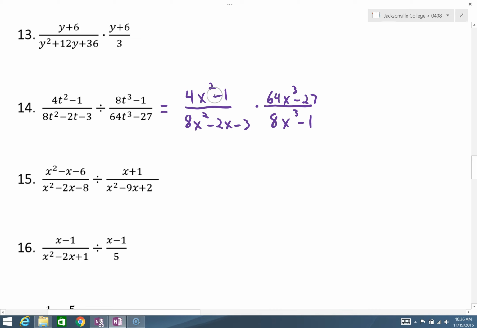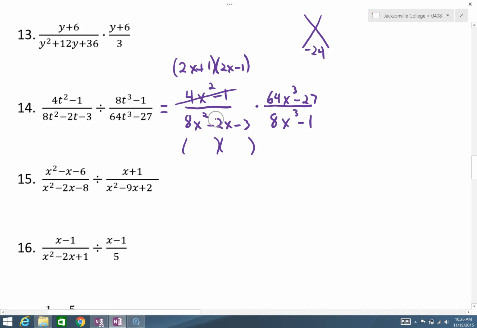This is a difference of two squares. It will factor as 2x plus 1 and 2x minus 1. This, my big X factoring. All right. Coming up top with my big X. In the bottom we have 8 times c. That's 8 times negative 3. That's a minus 24.